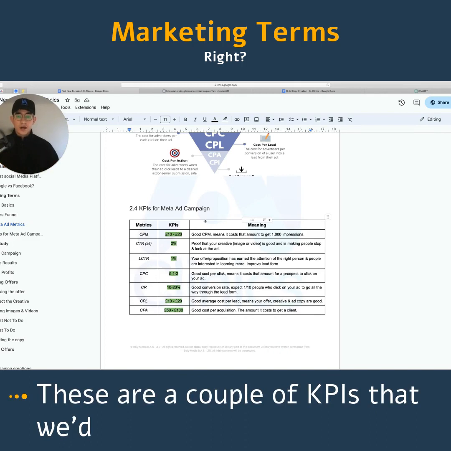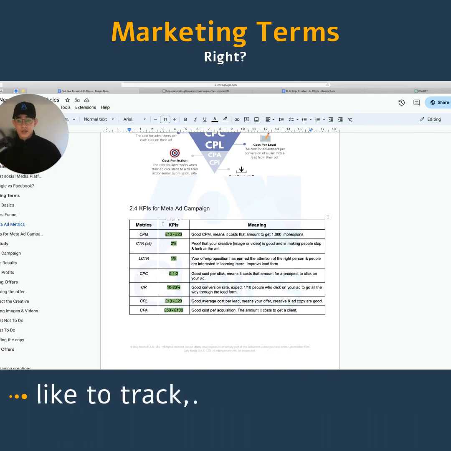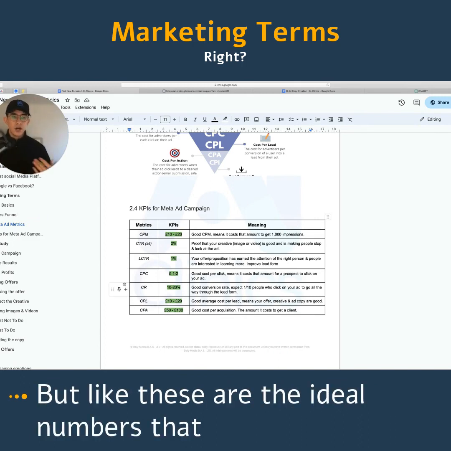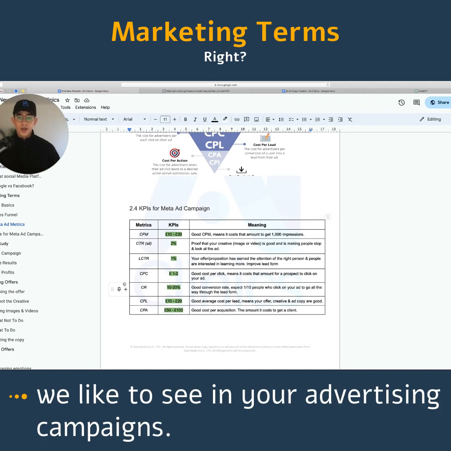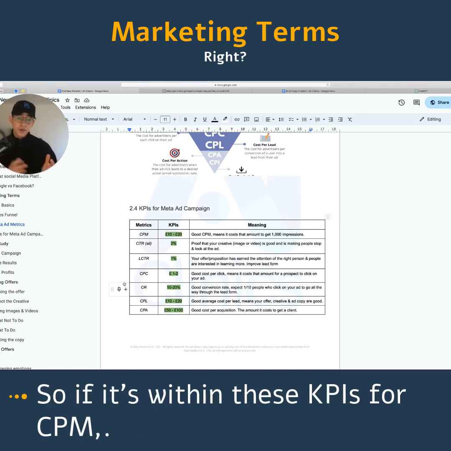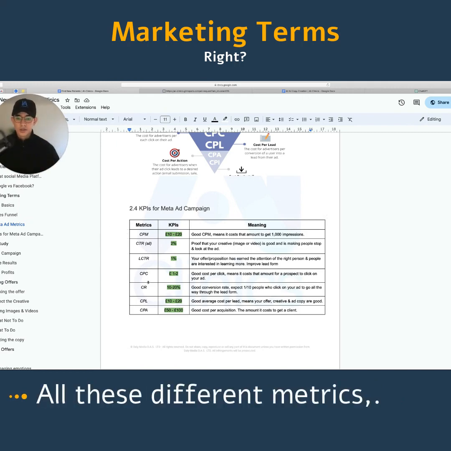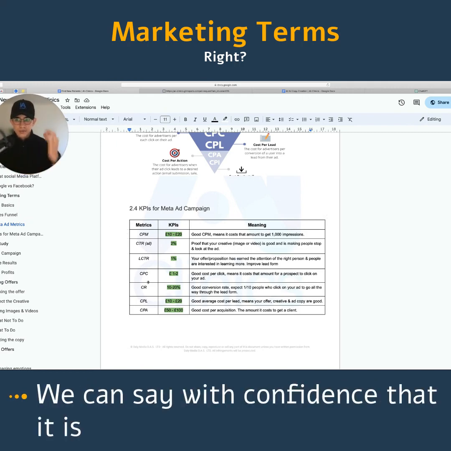These are a couple of KPIs that we like to track. And these are almost like averages, not the averages, but these are the ideal numbers that we like to see in your advertising campaigns. So if it's within these KPIs for CPM, CTR, all these different metrics, we can say with confidence that it is a good ad campaign.